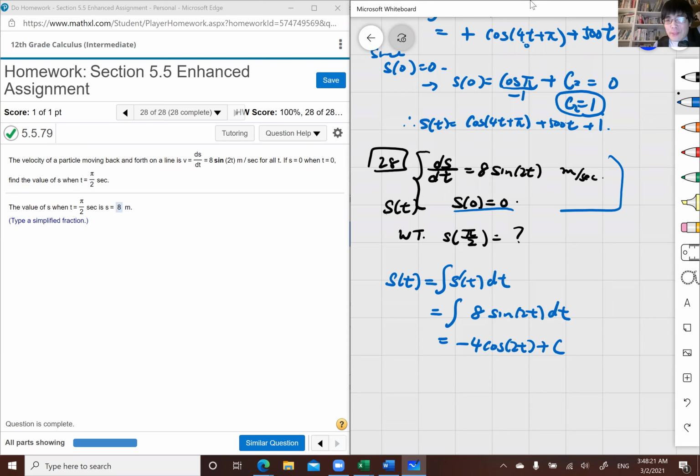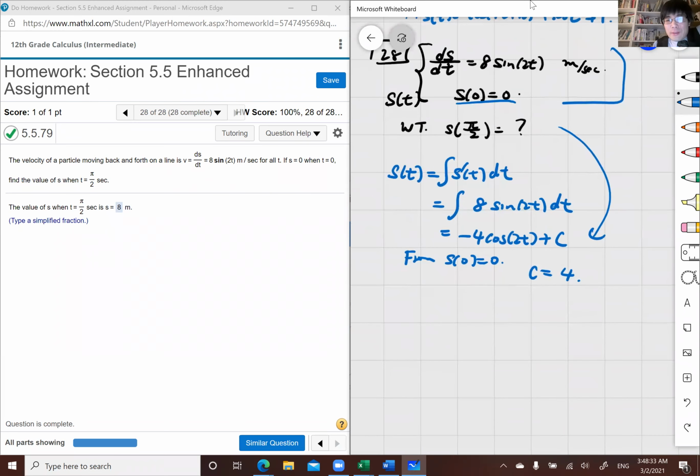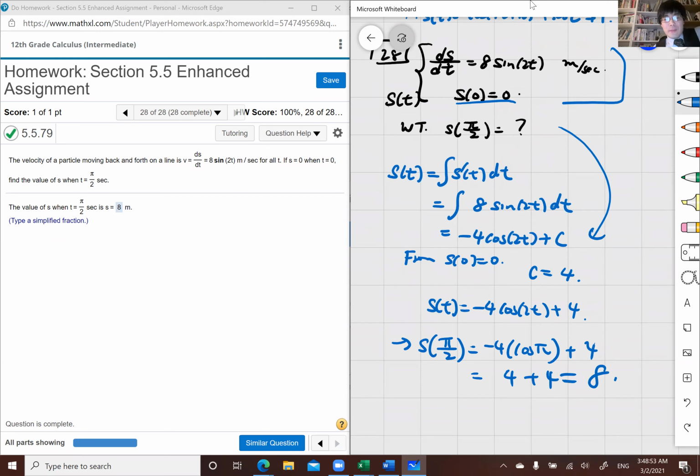Now, using this initial condition, from s(0) equal to 0, you can find that c is equal to 4. So s(t) is equal to -4 cos(2t) + 4. Now it's easy to just find s(π/2). Just plug in π/2. It's going to be cosine of π here, and cosine of π is -1. So it's going to be 4 plus 4, and that's equal to 8. Okay, so the answer is 8 meters.